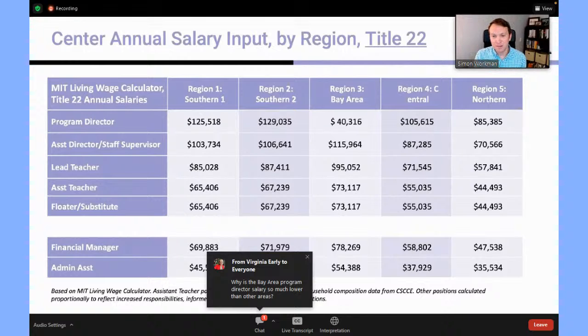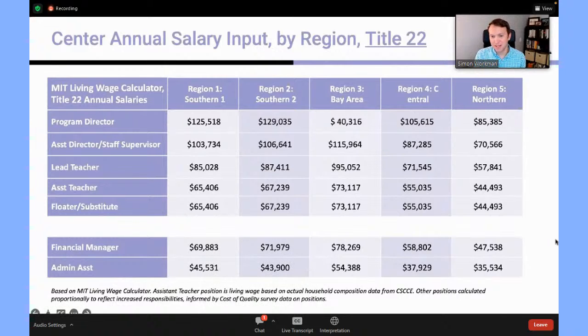And yes, the Bay Area program director number is incorrect. It should not be 100. It should not be 40,316. They are not working lower than anyone else, so we will make that change.